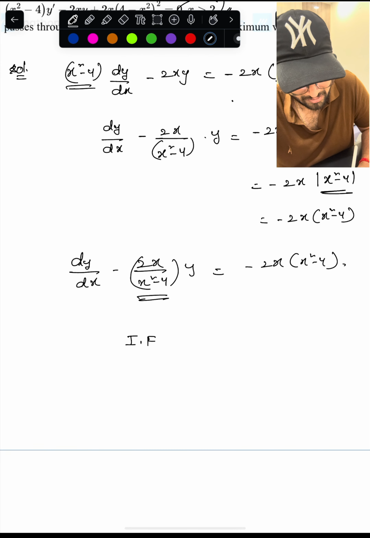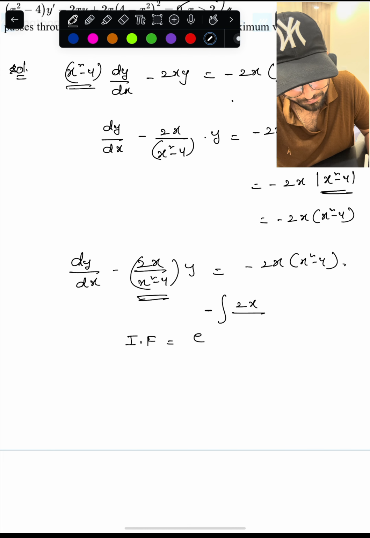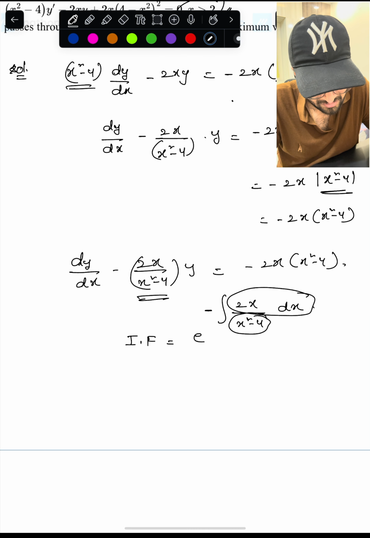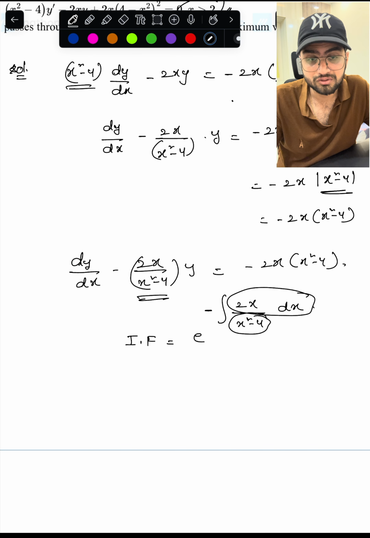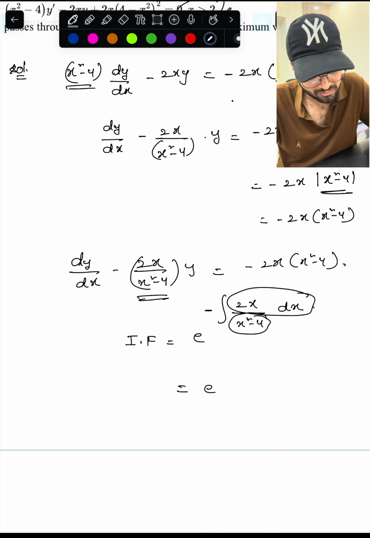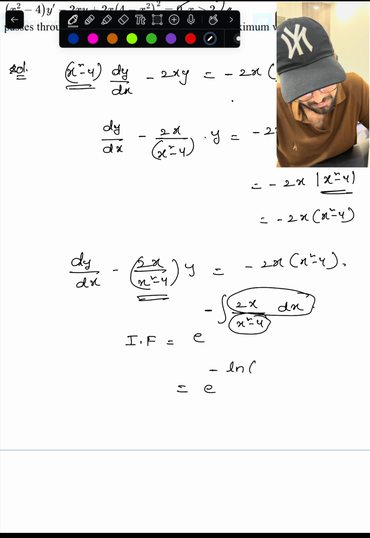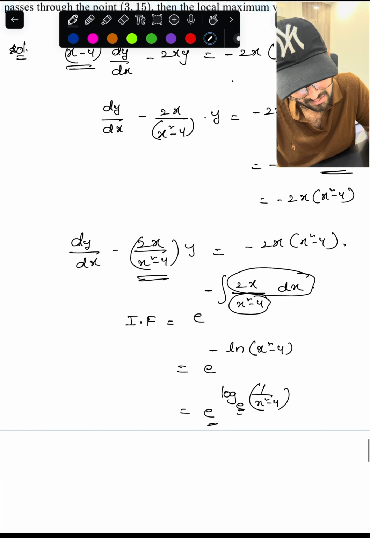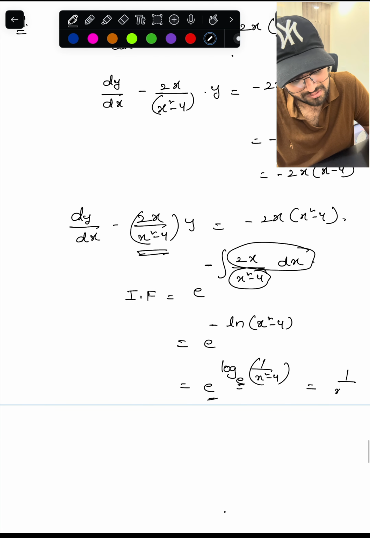Now you need to calculate the integrating factor. So e^(∫ −2x/(x² − 4) dx). Clearly, if you take x² − 4 as t, 2x dx will be dt, so it is of the form dt/t, which is nothing but e^(−ln(x² − 4)), which is nothing but e^(ln(1/(x² − 4))). Here the base is the same. So the integrating factor is 1/(x² − 4).